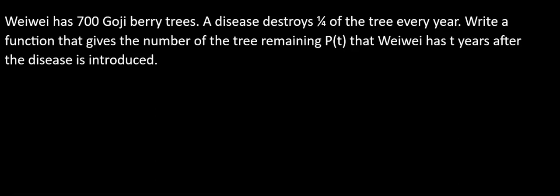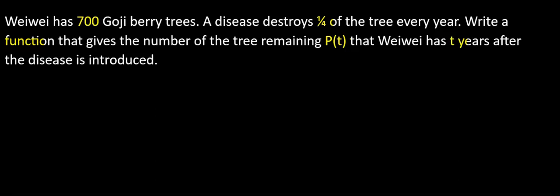A disease was introduced, destroying 1/4 of the trees every year. So Wei Wei started with 700 and loses 1/4 every year. We're asked to write a function that gives the number of trees remaining, P of t, that Wei Wei has t years after the disease is introduced.